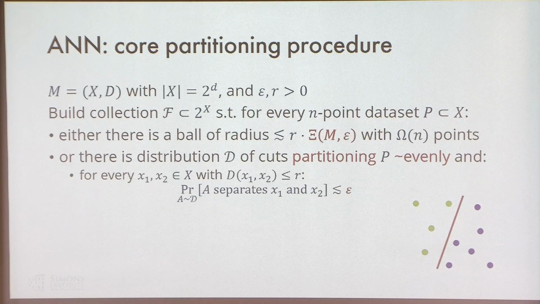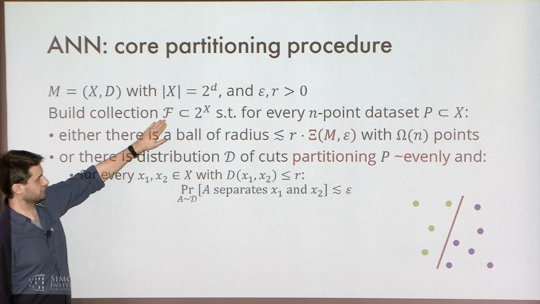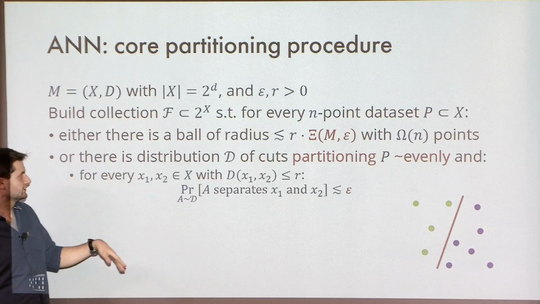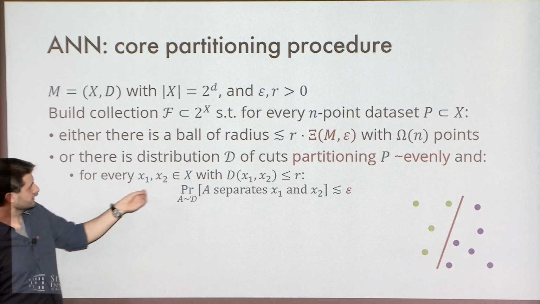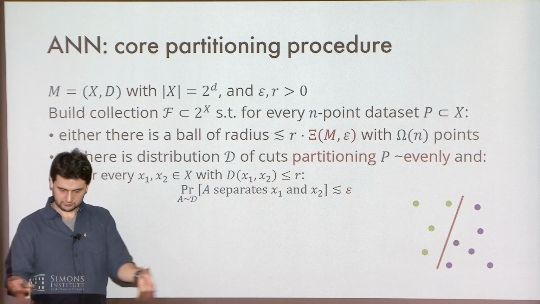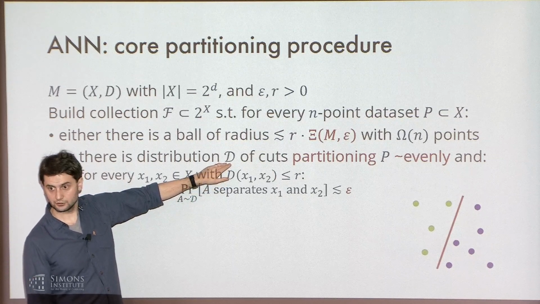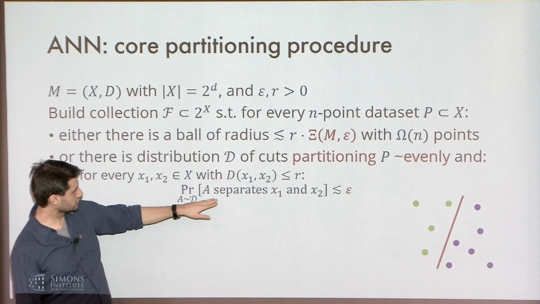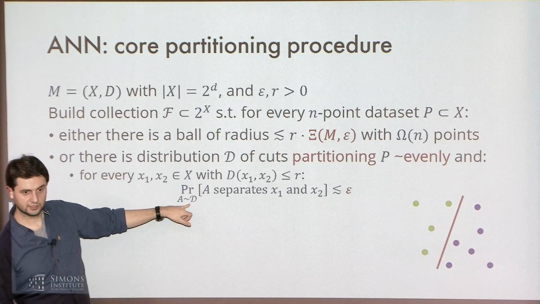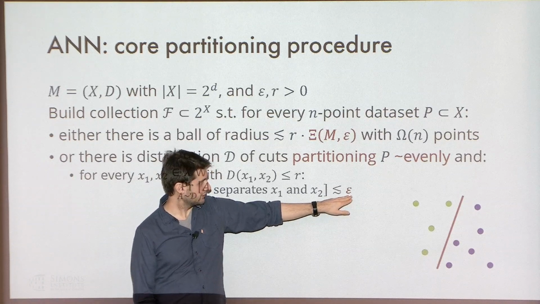Okay, so this again says there exists a collection, a kind of ground set of sets, such that for any data set, unless there exists a ball that contains many points, so the point set is relatively near to each other, there exists a distribution over near-balanced cuts over P, such that any close pair of points is separated, when we choose a cut randomly from this distribution D, with probability upper bounded by epsilon.